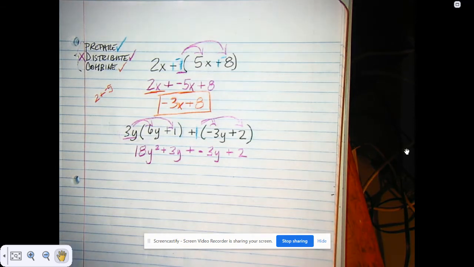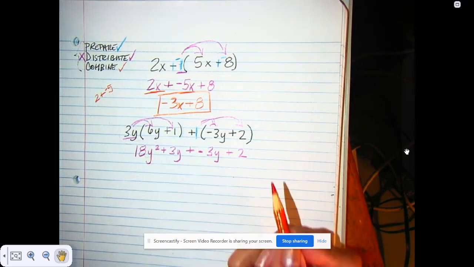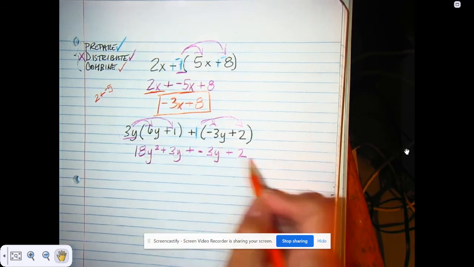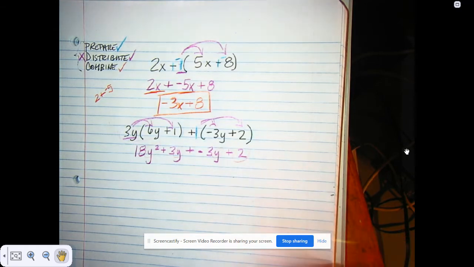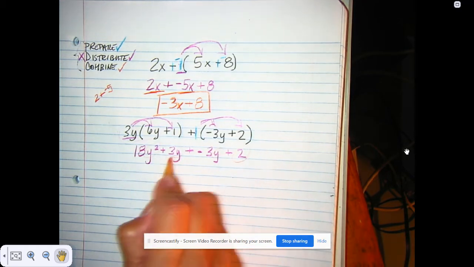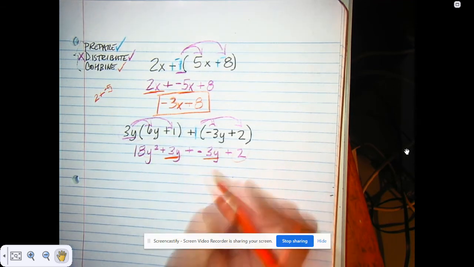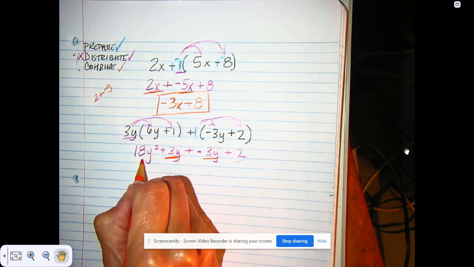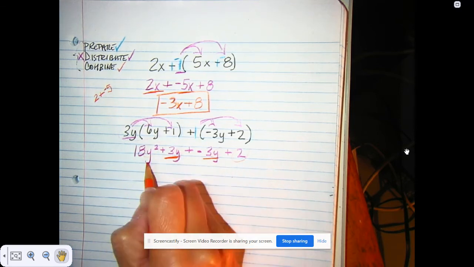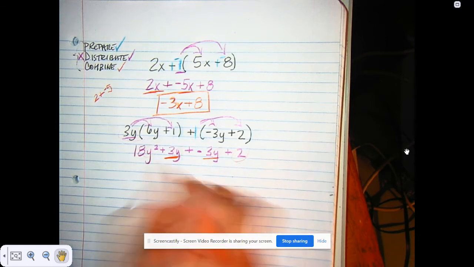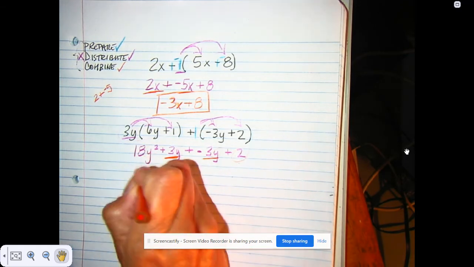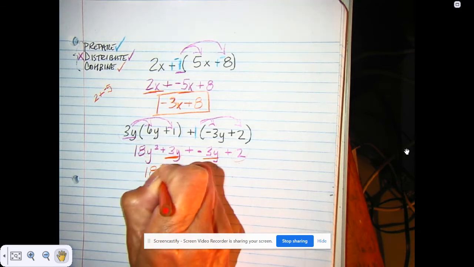Last step, combine like terms. Now remember, like terms means they have the exact same variables and exponents on it. So sometimes we say the exact same variable parts. This guy has a y to the second. This has a y, this has a y, this has nothing. So when I'm talking about like terms, the only ones that are like are this 3y and this negative 3y in the middle. So this 18y squared has no friends, no like terms, and this 2 has no friends, no like terms. I'm always going to start with highest powers first, so my 18y squared is going to go first.